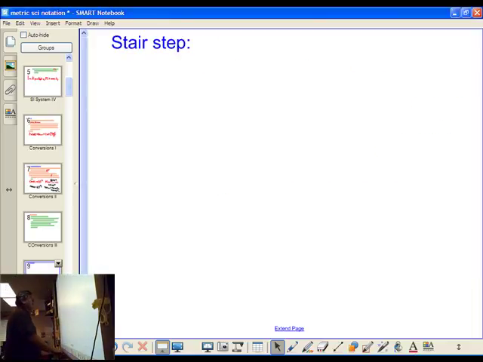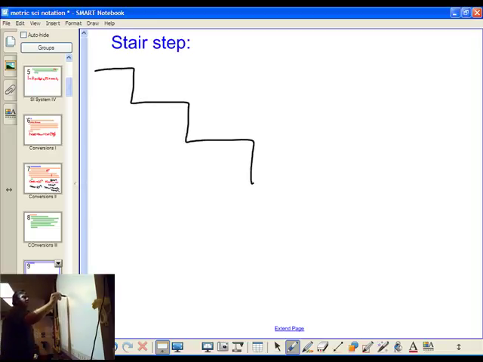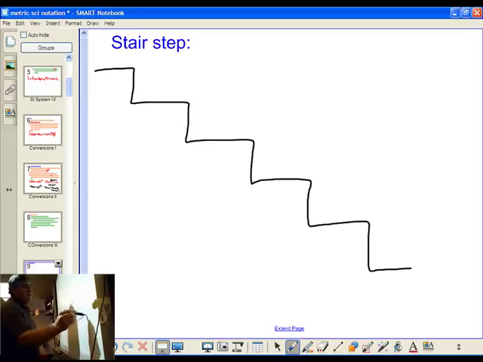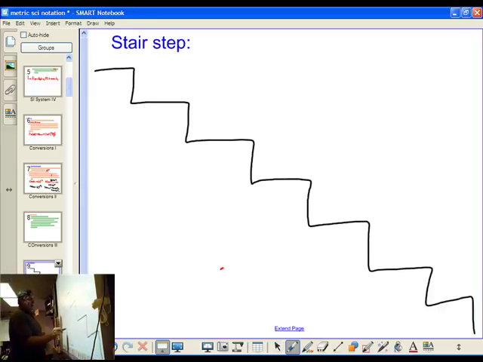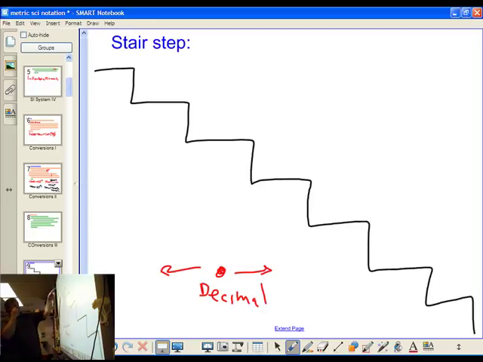So let's draw our stair step. And remember, 7 steps. We start up high. 1, 2, 3, 4, 5, 6, 7. We have our decimal. The decimal, right there. It moves left or right. In the middle, we have our base units. Remember, our base units are 10 to the 0 power. They represent 10 to the 0 power.